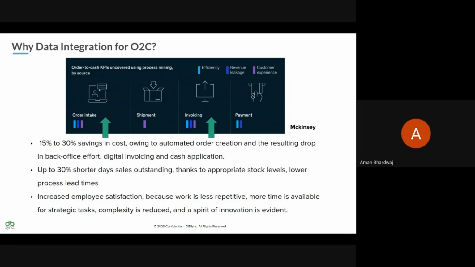So again, if you're focusing on data integration, you can see a 30% shorter DSO, which could lead to appropriate stock levels and lower process lead times, because you've automated that process. There's one single unified view of the data, and all of these teams are accessing that data and working on it. And in the end, as we have said, it improves employee satisfaction, because the work would be less repetitive. There will not be a manual effort, and the teams would not be bogged down while working on strategic or core activities.